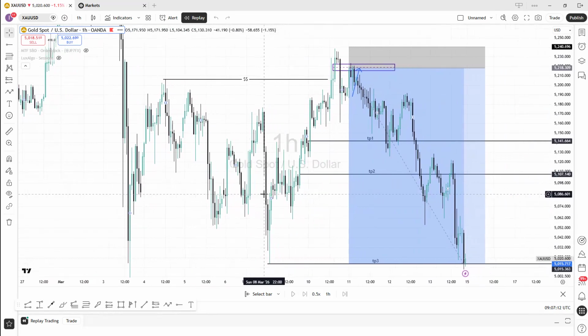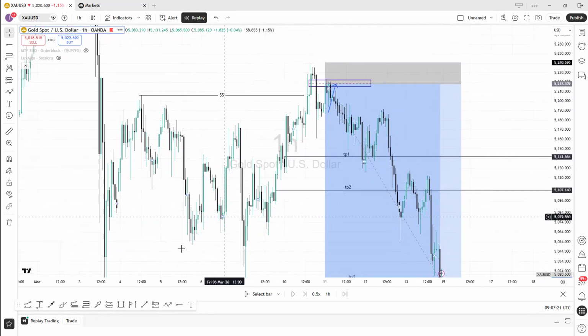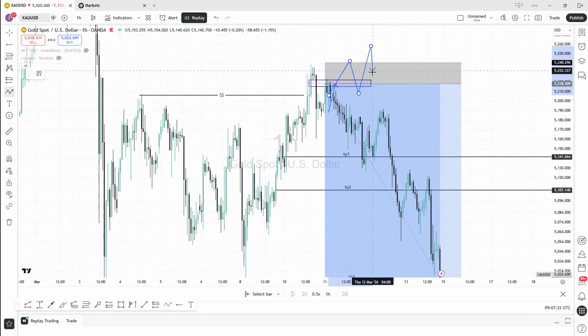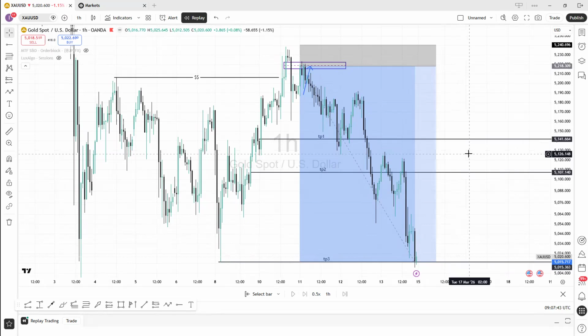So that is it. That is a clear way of using inversion fair value gap. Wait for the liquidity sweep, wait for the formation of that inversion fair value gap, and then you can execute your trades confidently. Also, after a liquidity sweep, you can wait for a structural market shift when there is no IFVG on that market structure. You can use a structural market shift or IFVG to enter your trades.